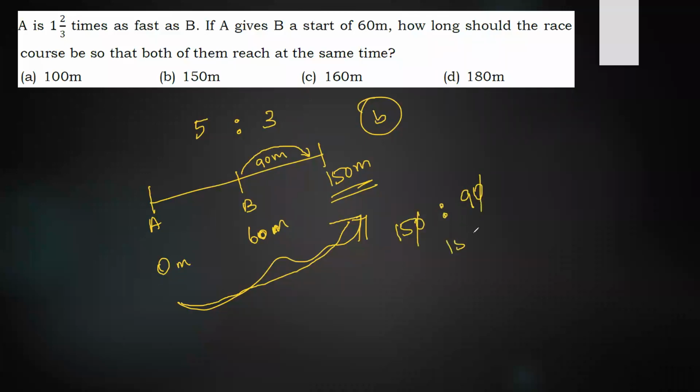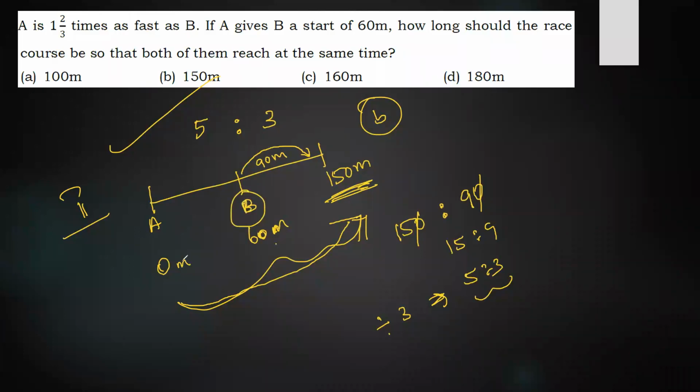Suppose my option is B. I will take 150 meter here. So B has to run 90 meter, and at the same time A has to run 150 meter. Whether the given ratios are right or wrong, I'm taking the ratio 150:90. You divide throughout by 30 and you will get 5:3. Yes, I'm getting the ratio right.